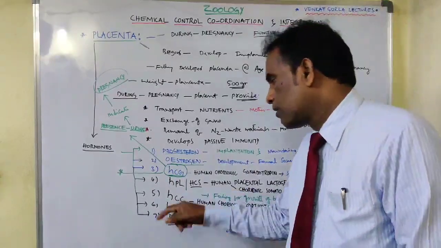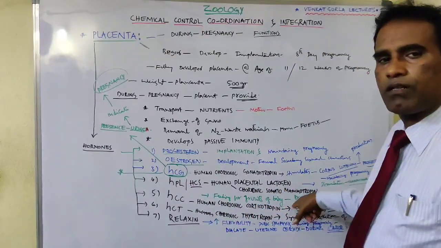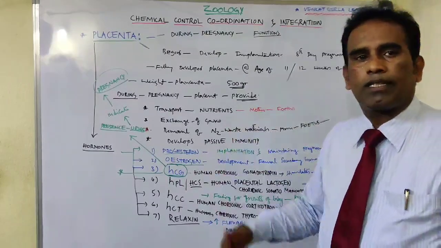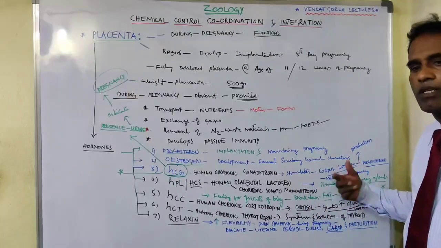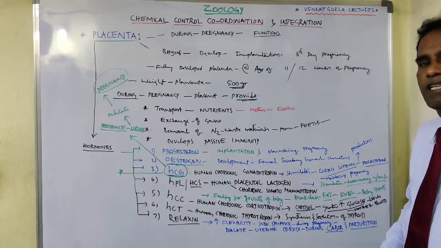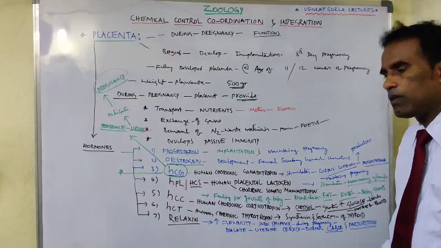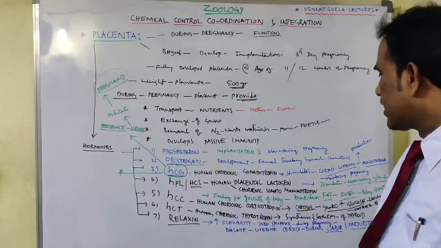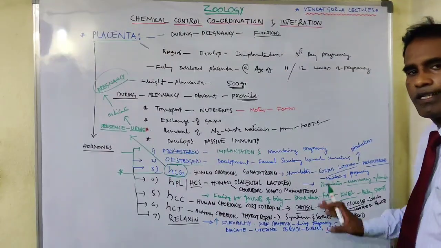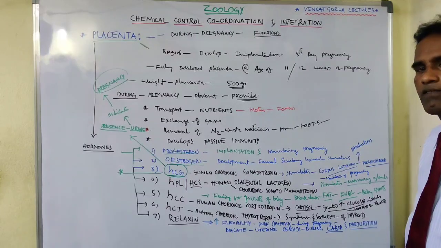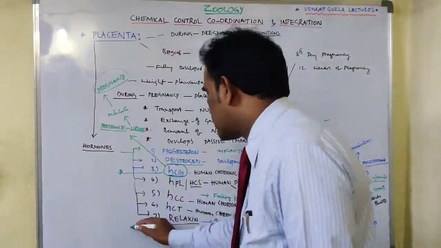Another one is HCC, human chorionic corticotrophin. It is mainly concerned with secretion of cortisol hormone, resulting in a greater increase of glucose in the maternal blood, which will be available for fetal consumption. Another one is HCT, human chorionic thyrotrophin. It is for secretion and synthesis of thyroid hormone. And the last one is relaxin. It's also very important.